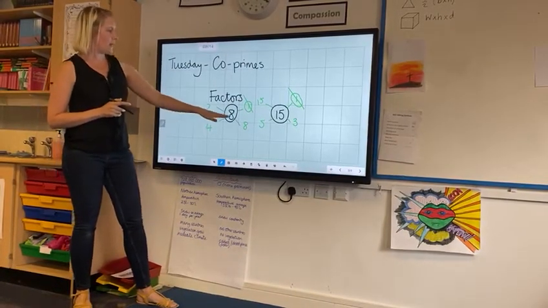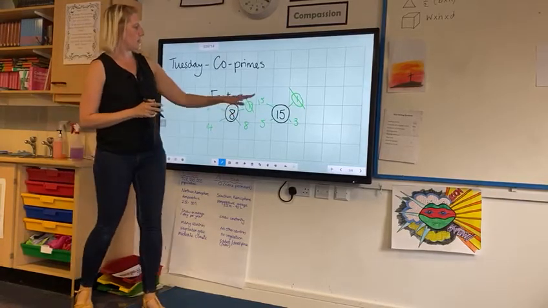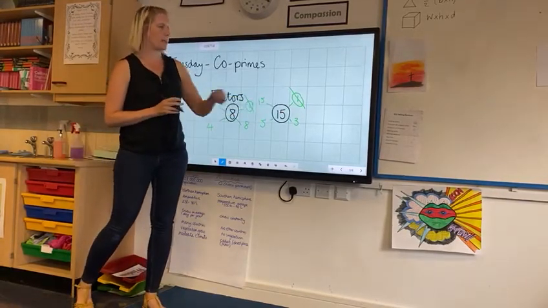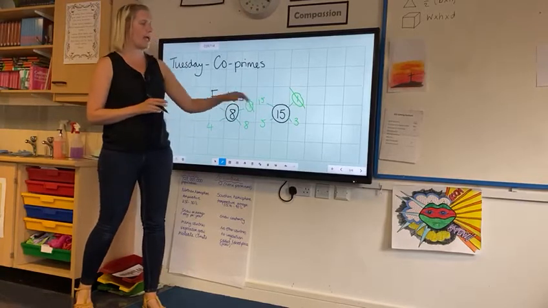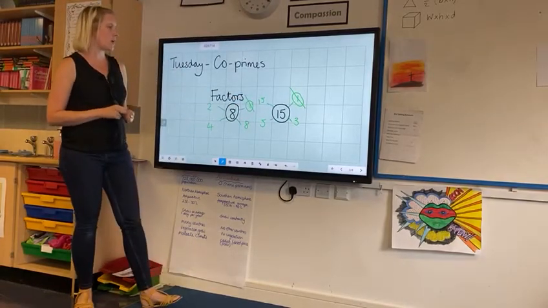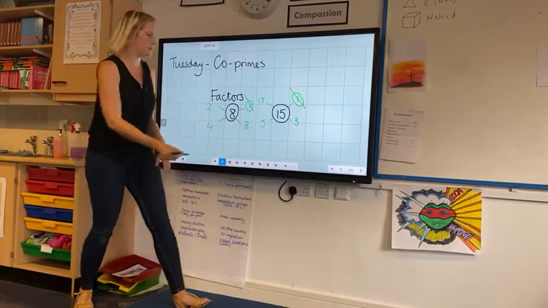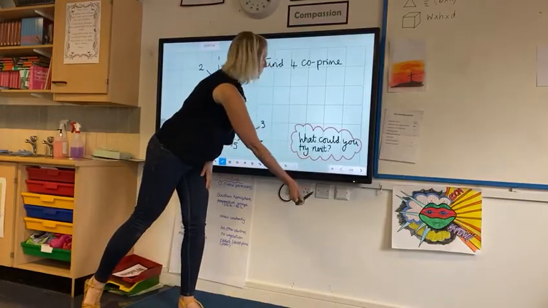So 2, 4 and 8 are factors of 8. 15, 3 and 5 are factors of 15. They don't share any common factors, so they are co-prime.